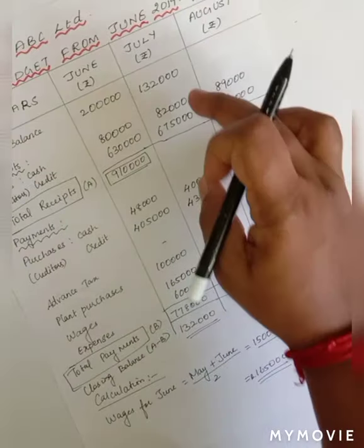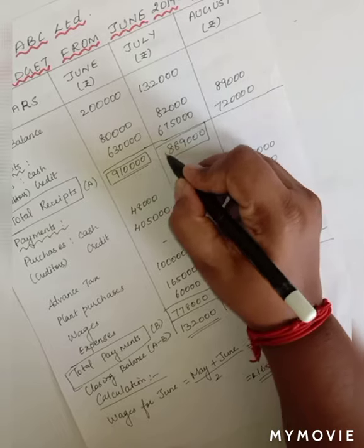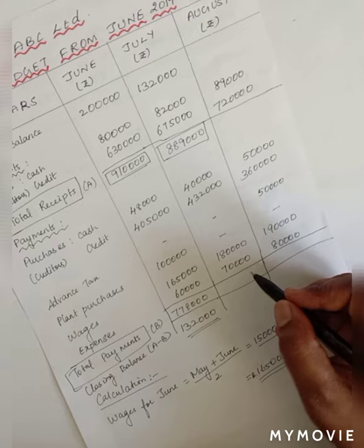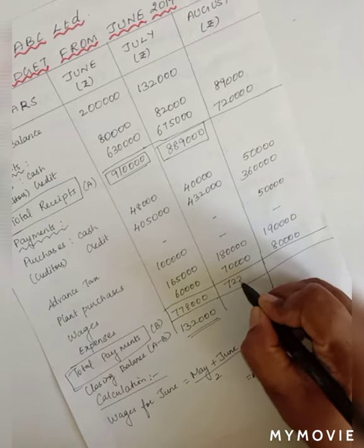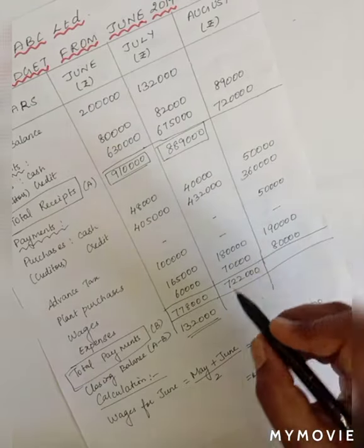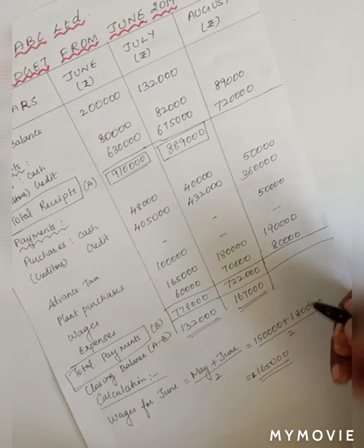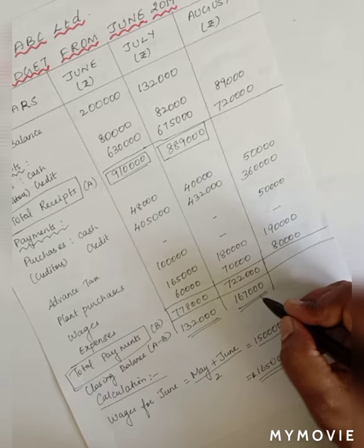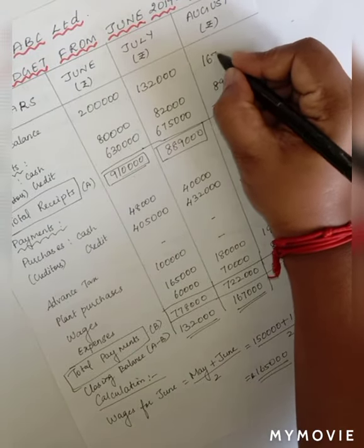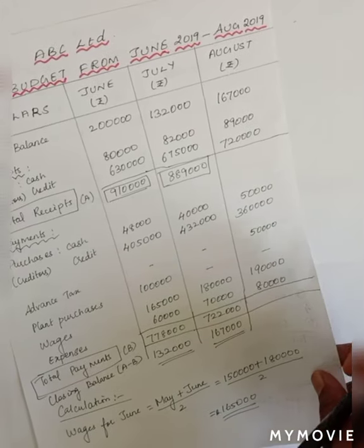Now you add up all the receipts. If you add it up, you will get 8,89,000. And likewise, you add up all your payments, you will get 7,22,000. Now reduce your payments from your receipts. You will get the balance, 1,67,000. So this 1,67,000 is the closing balance of July month. Take it over to the next month of August, which will be the opening balance for that month. 1,67,000 is the opening balance for the month of August.